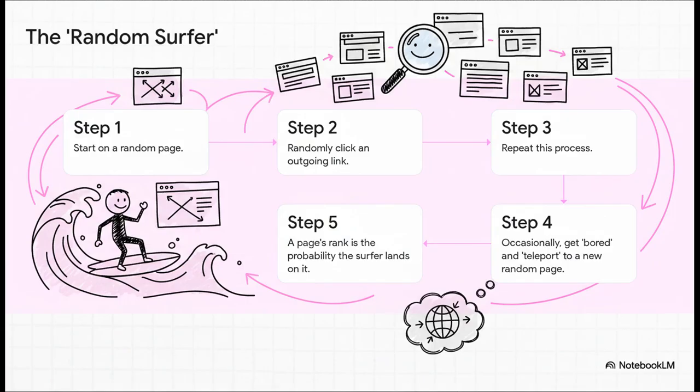So how does this whole voting system work in practice? Well, the creators came up with this fantastic analogy, the random surfer. Picture this, someone just browsing the web, clicking on links totally at random. The pages that are more important, the ones with all the high-quality votes, are the ones our random surfer is statistically way more likely to land on. A page's rank is literally just the probability that our surfer is on that page at any given moment.